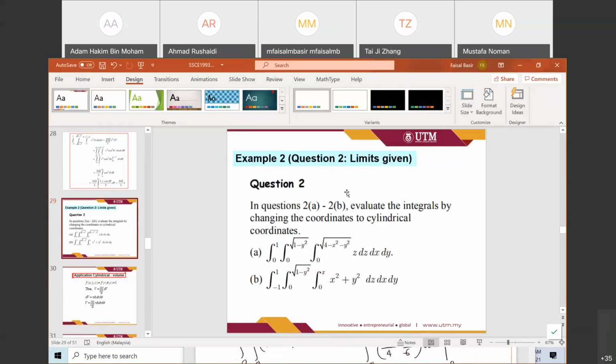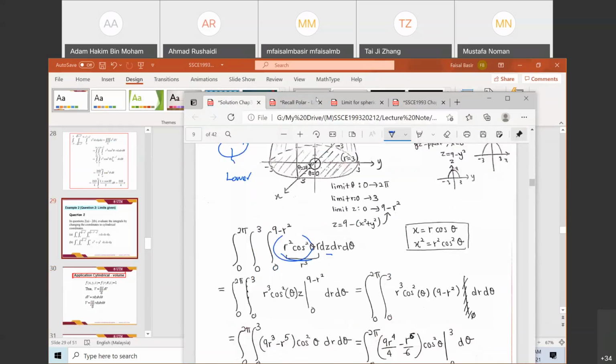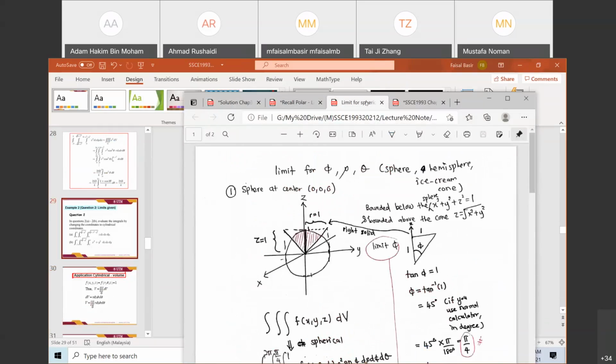Evaluate the integral by changing coordinates to cylindrical. Actually, you can do it in Cartesian form, but if you see here, we have a parabola and a cylinder. So you can use the cylindrical coordinate, which is easier.